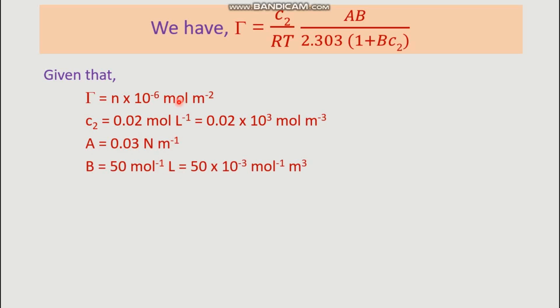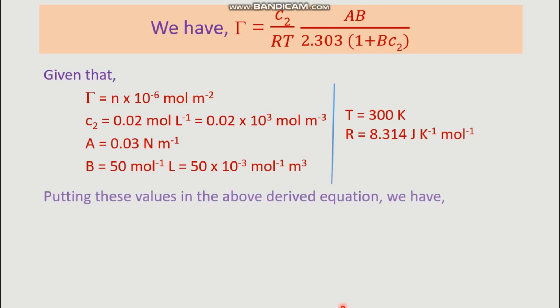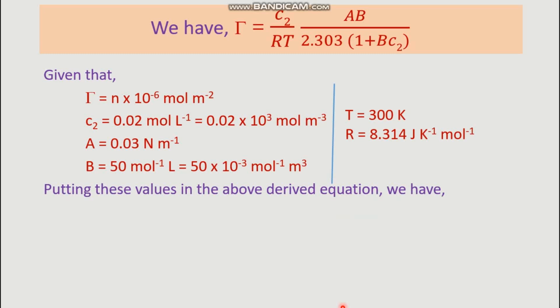To convert mole per liter into mole per meter cube we multiply by 10 to the 3, but this is the reverse, liter per mole. So to convert this into meter cube per mole, instead of 10 to the power 3, you have to multiply by 10 to the minus 3. So it becomes meter cube per mole, that means mole inverse meter cube. This is the SI unit. Also we are given temperature 300 Kelvin and the universal gas constant R, 8.314 joule per Kelvin per mole. So we have to put all these values in the equation we have derived.